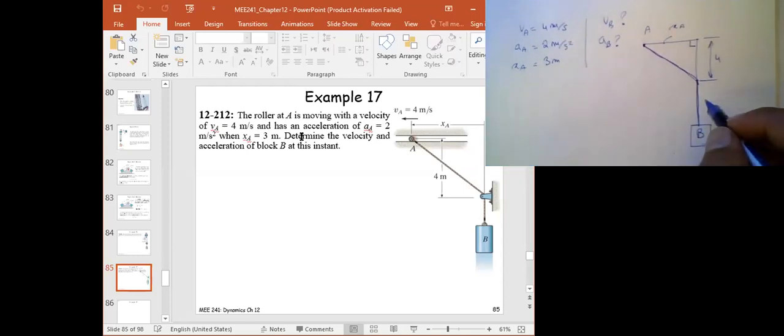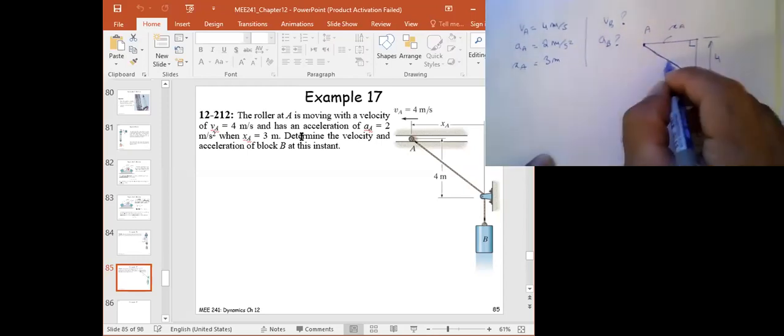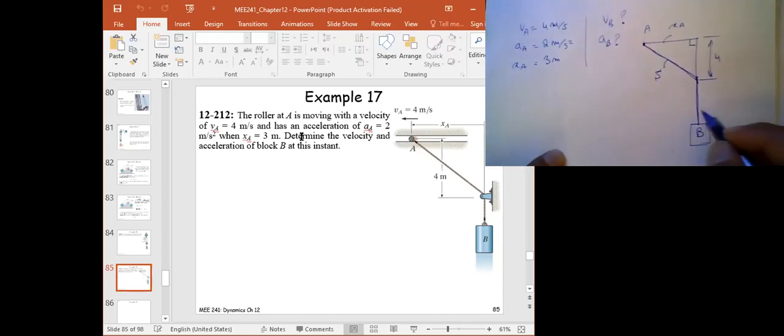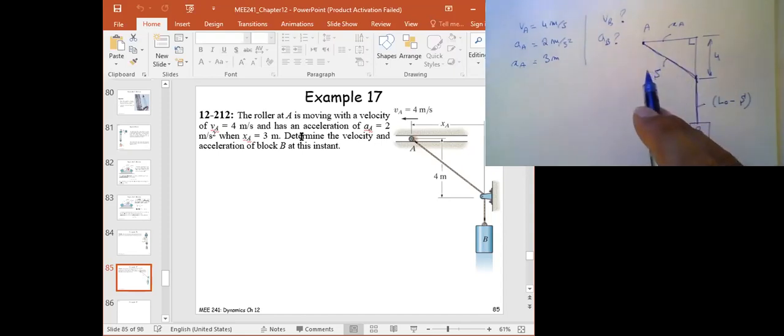So maybe we can try to set up a Pythagorean relation here. Let's call the distance from here to here S. Then that distance here is going to be equal to what? The length of the cable, L0, minus S. You guys agree? If L0 is the overall length of the cable, and this distance is S, then the other distance is L0 minus S.